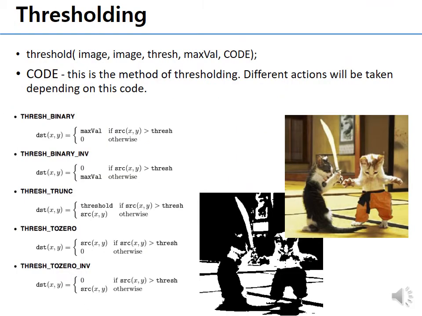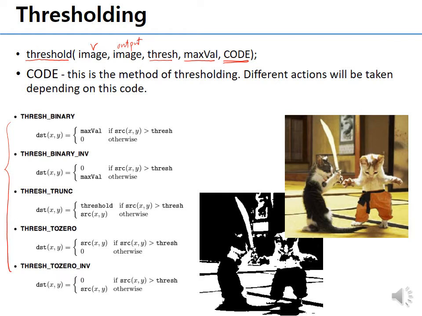This slide explains thresholding. To do the threshold, we need to call the threshold subroutine. This is the input image, this is the output image, this is the threshold value, and the maximum value that each pixel can have. There is some code. The code is the method of thresholding. Different actions will be taken depending on this code. There are 5 codes here.